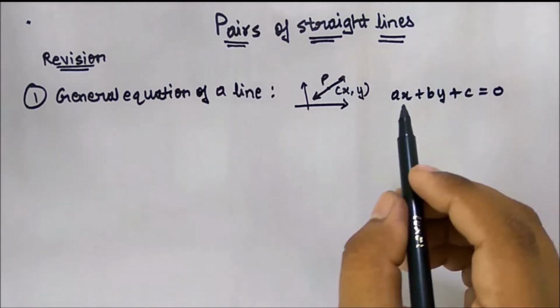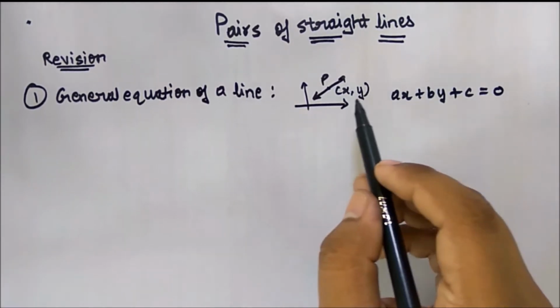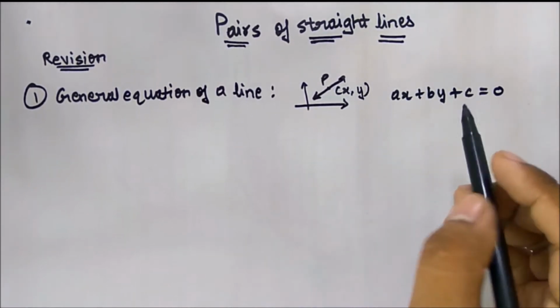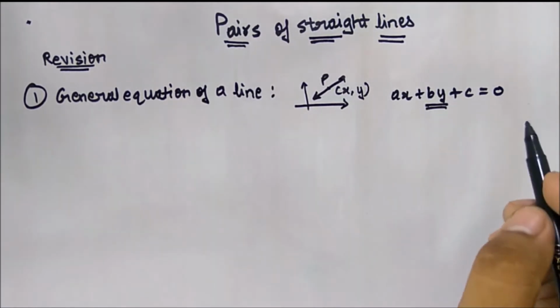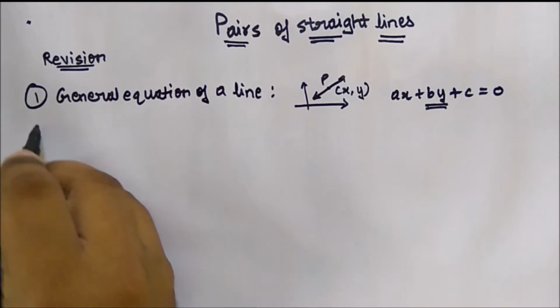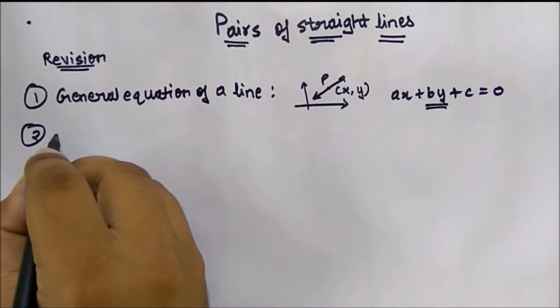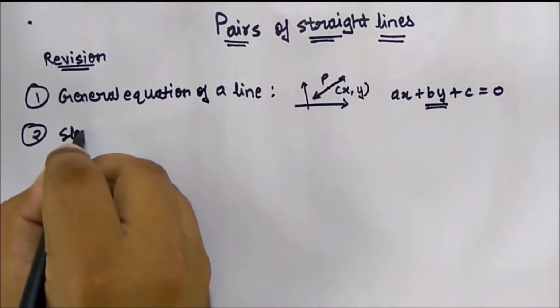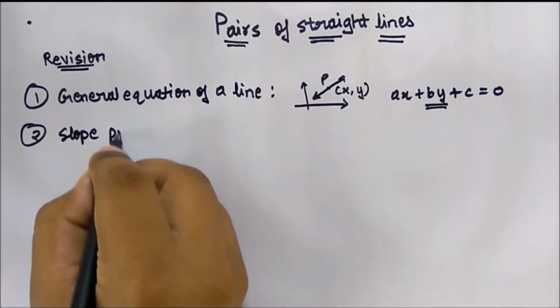Now to find out the equation of lines under certain situations in this form, we have studied some results. Let's revise all those. The first one is the slope point form.